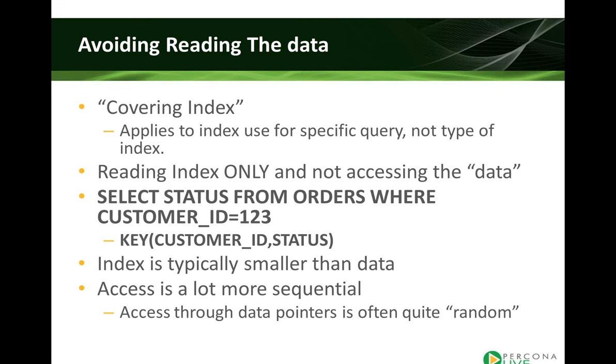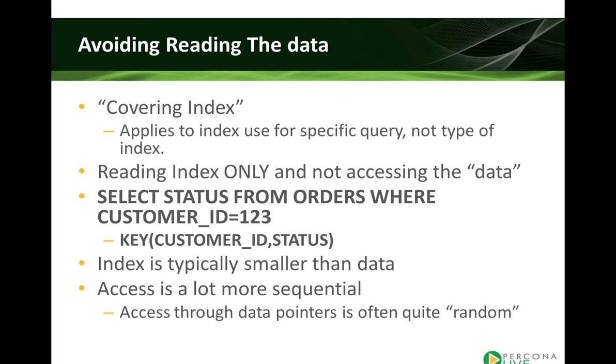If I want to retrieve the statuses for orders for a given customer, I can create an index on customer ID, status. The customer ID will be used for finding the rows, but then instead of following the data pointer and fetching the status from the data, MySQL can read the status from the index itself, which can be a lot faster. It can be as much as 100 times faster in some cases, so that is a very powerful optimization. Why is it faster?